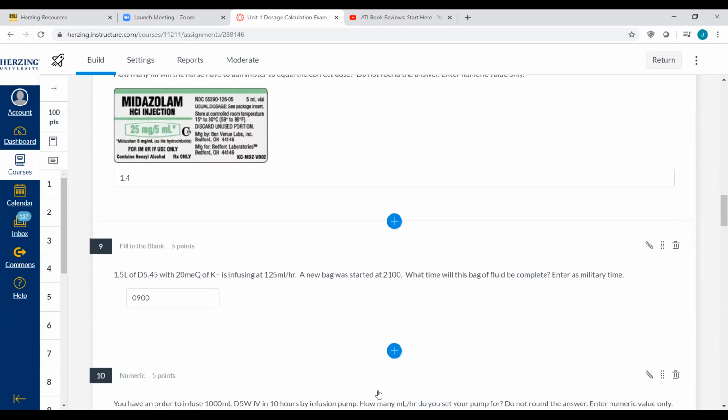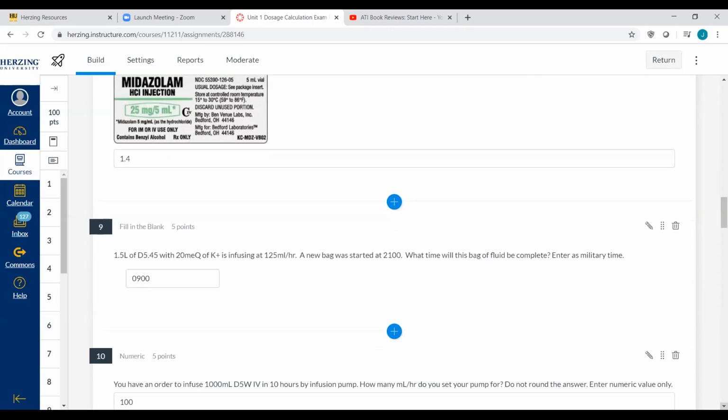Okay, I'm trying not to show you the answer to the next one here. Okay, so now we have an order to infuse 1,000 milliliters of D5W in 10 hours by the infusion pump. How many milliliters per hour do you set your pump for? Do not round your answer. 100.